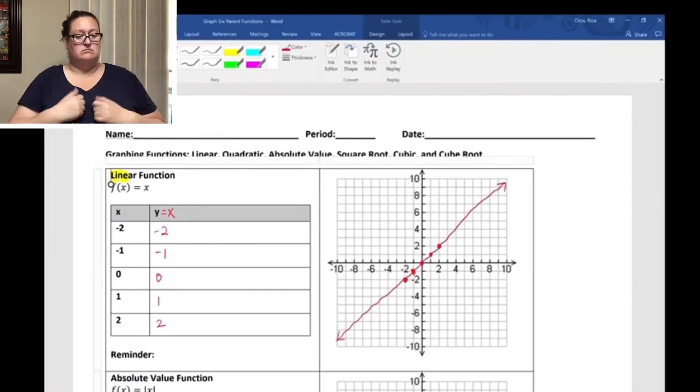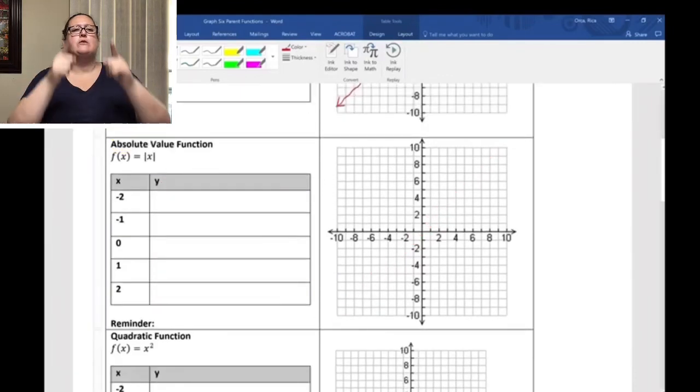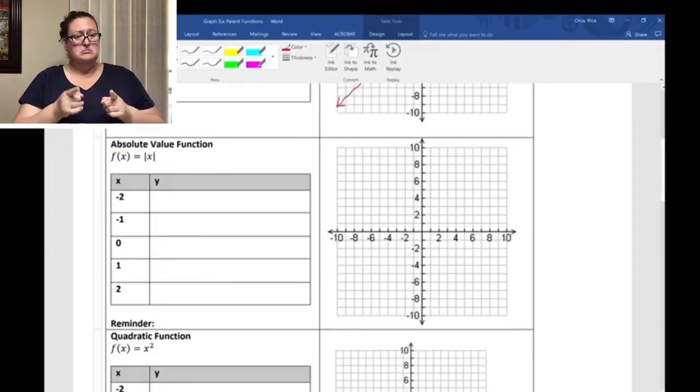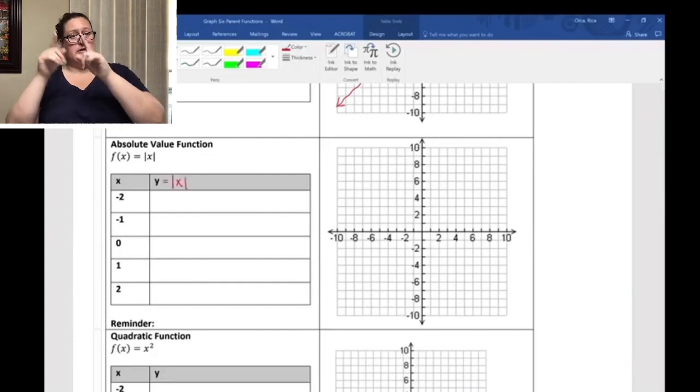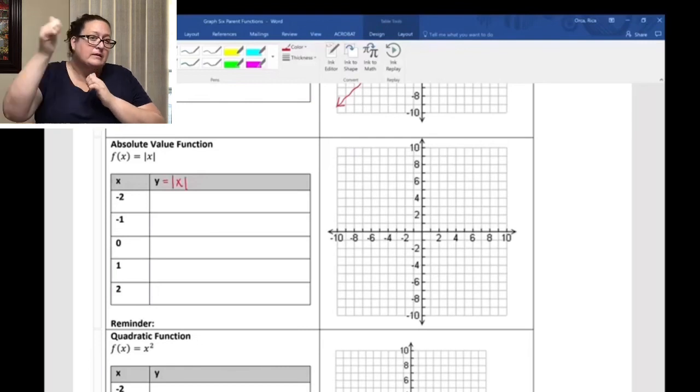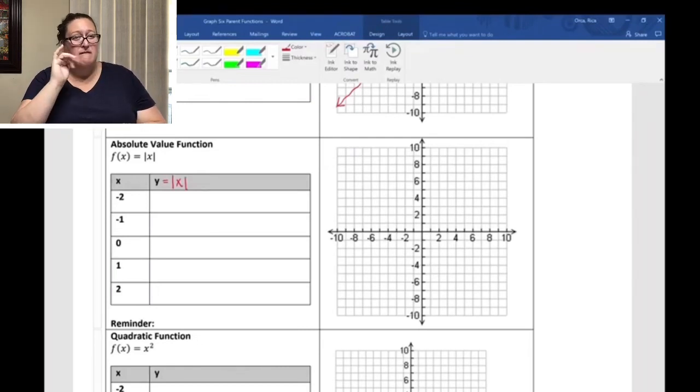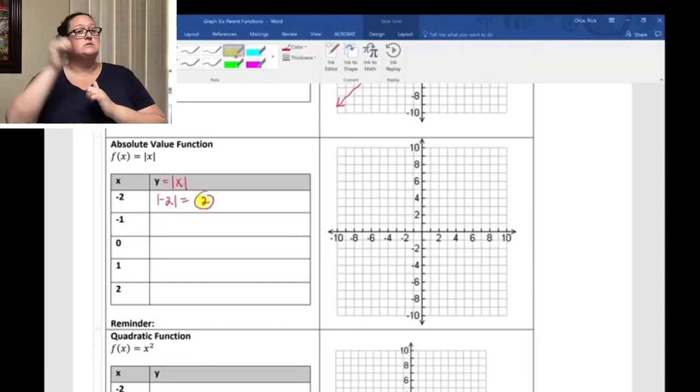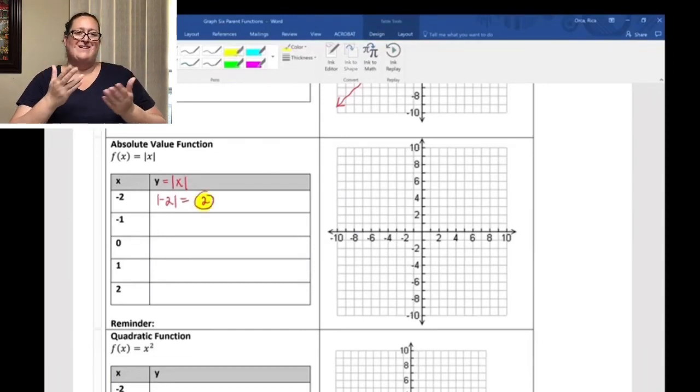Now let's graph an absolute value function. Our absolute value function is f of x equals the absolute value of x. So the absolute value of x is referring to the distance away from 0. And because we're looking at distance, distance is always positive. So let's plug in -2. When x equals -2, we will get the absolute value of -2, which is just 2. Remember, distance is positive. And I'll go ahead and highlight that so that I remember my y values too.